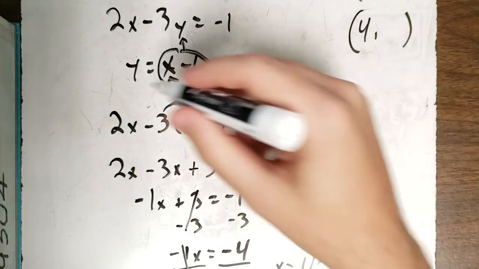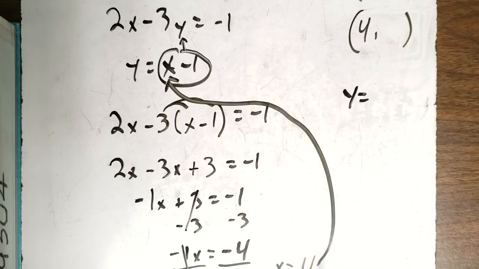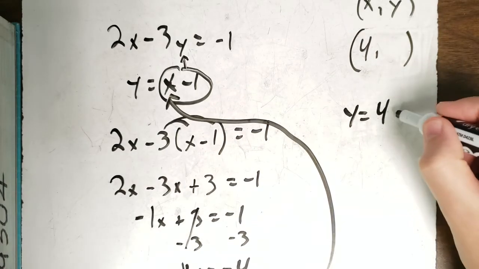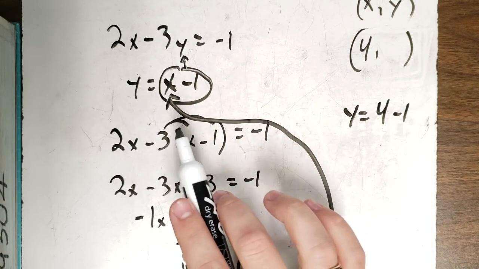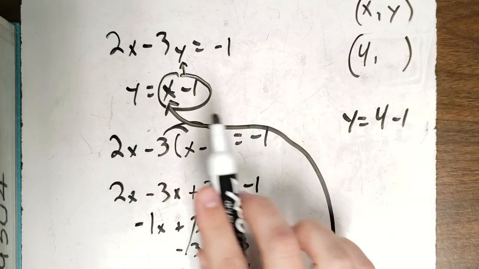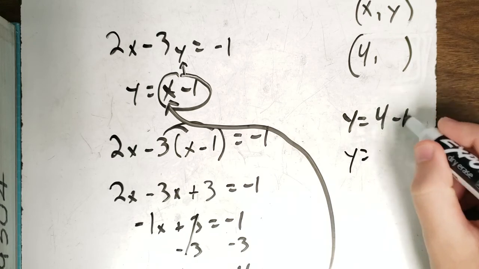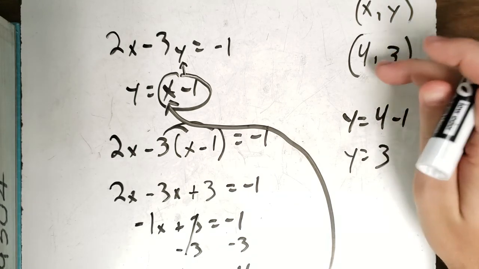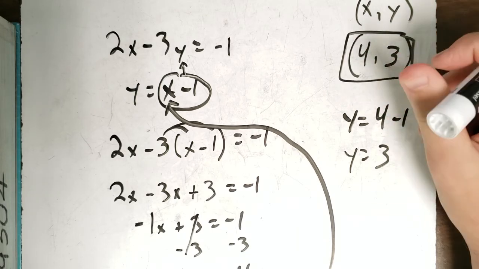So now a new problem is going to be y equals, instead of x, we're going to use our 4. So y equals 4 minus 1. Same problem, right? But instead of x, we found our x. Our x is 4. So we take our 4, plug it into the x, and we get 4 minus 1. And we know that 4 minus 1 is 3. So our final answer is 4, 3. Okay, x and y, 4, 3.